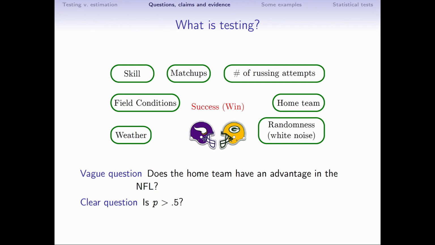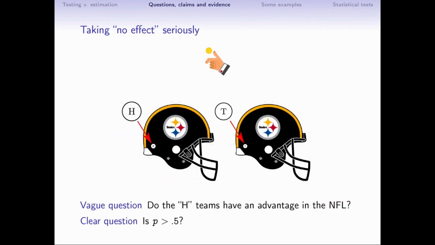In order to fully understand how we might look at evidence and make a judgment in favor of an effect, we first have to understand what it means for a factor to have no effect. Let's look at a factor in football that would clearly have no effect.